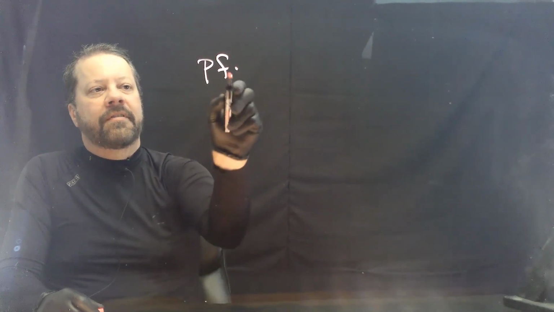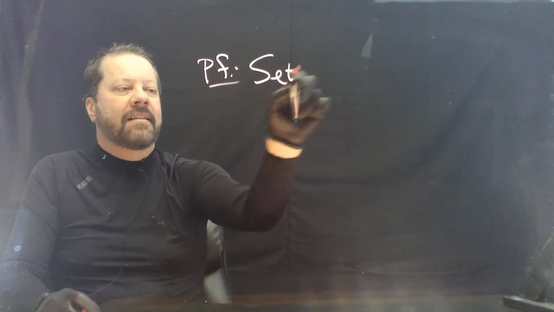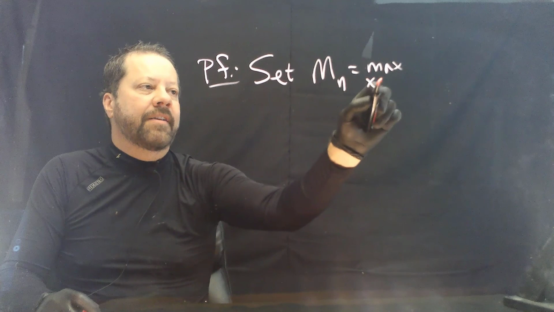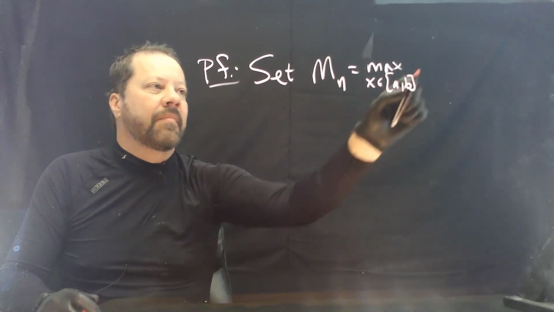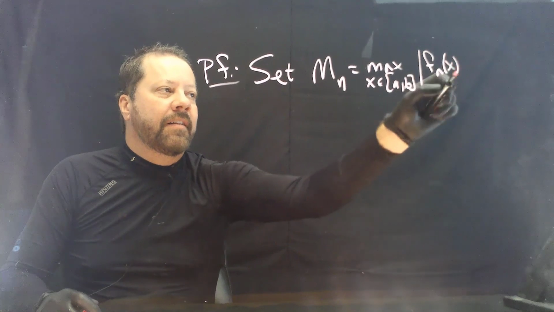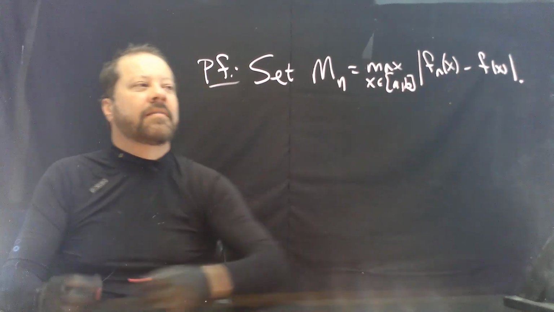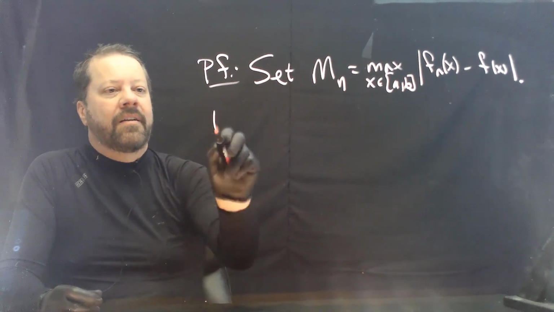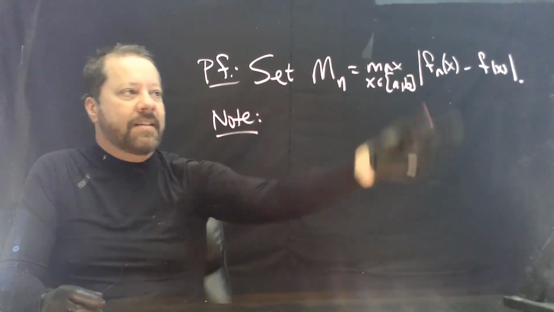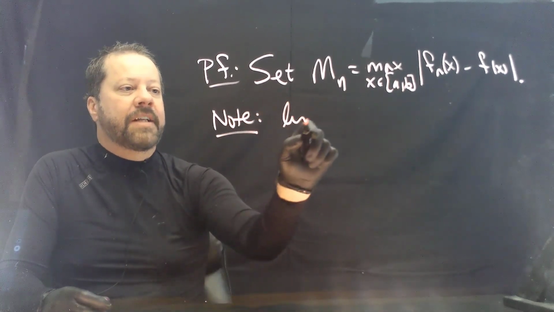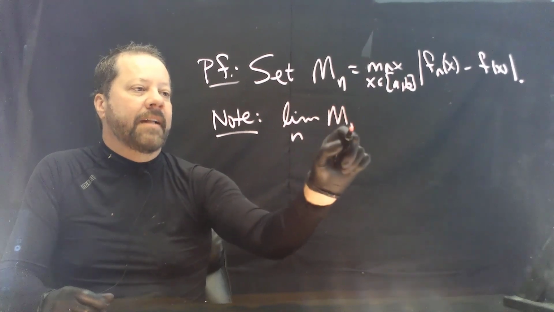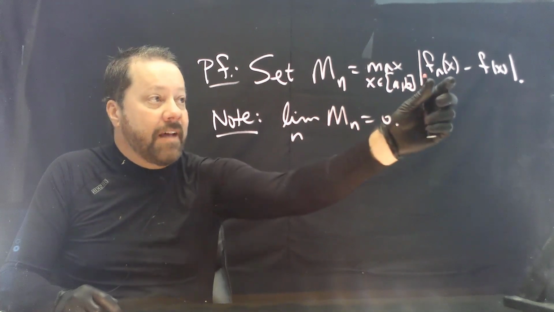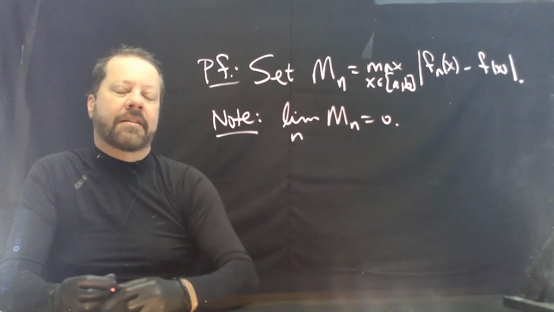As a proof, let's set Mn to be the max for x values between a and b of the difference Fn of x minus f of x. Now, note that because these functions are uniformly convergent, if we were to take the limit of these Mn's, they would have to go to 0, because the fn's uniformly approach the function f of x on the interval.